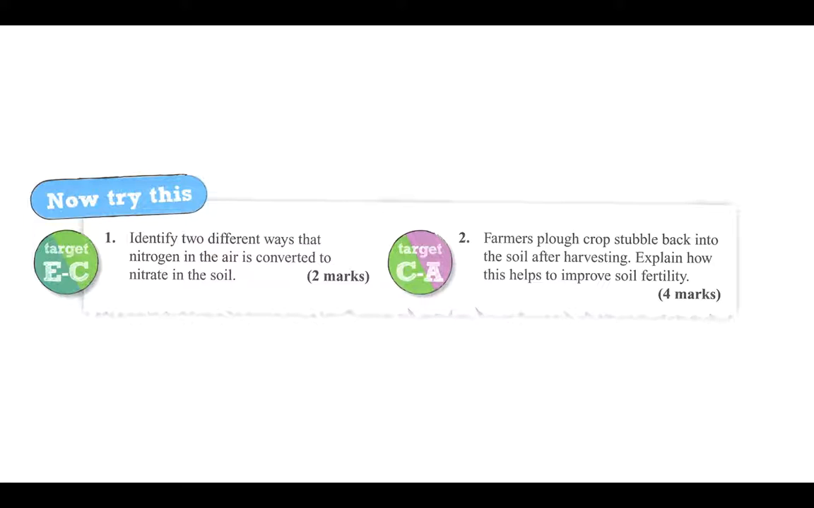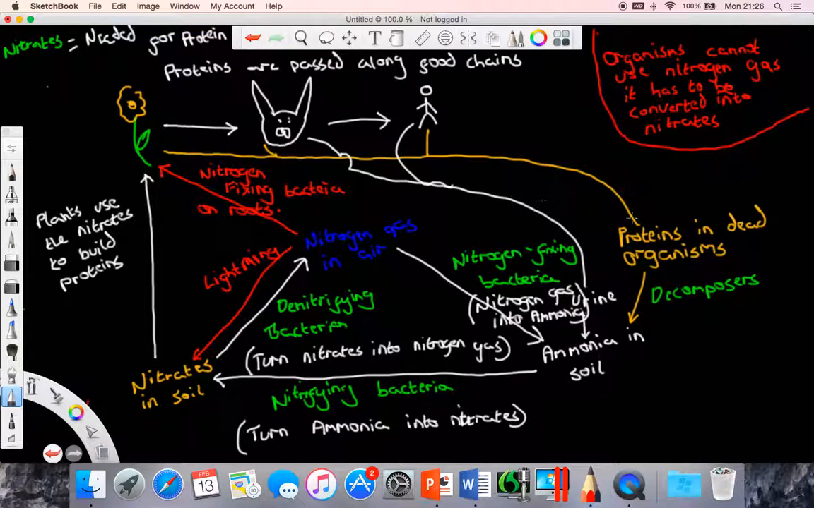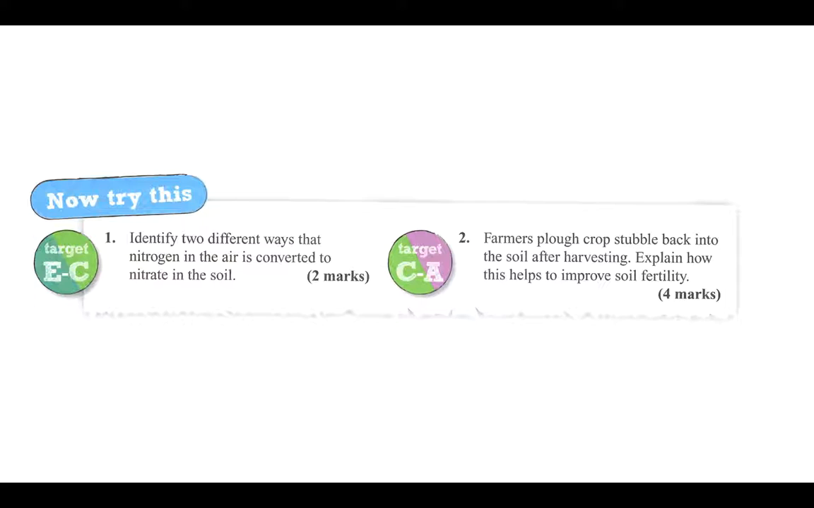Second question. Farmers plough crop stubble back into the soil after harvesting. Explain how this helps improve soil fertility. Okay. Now, if we have a look back here, dead plants are broken down by decomposers to release ammonia, which is turned into nitrates by nitrifying bacteria, which can then be used by new plants. Okay, so for your marks for this second question, you should have said the dead plant material contains proteins, 1 mark. The decomposers break down the proteins and release ammonia into the soil, 2 marks.